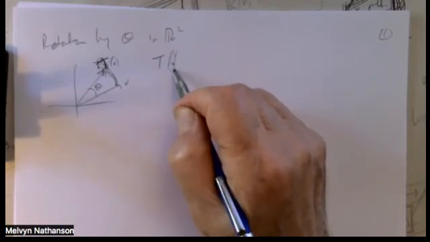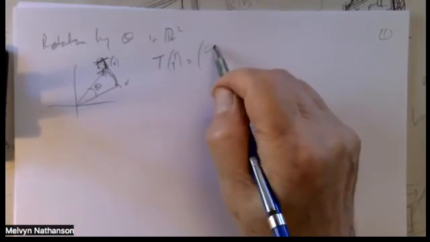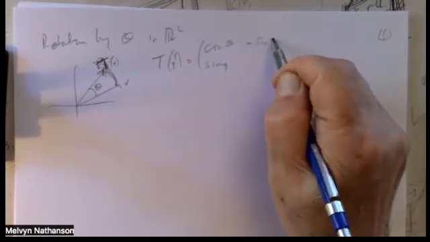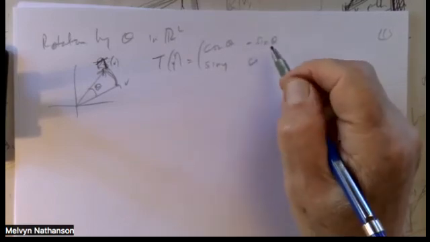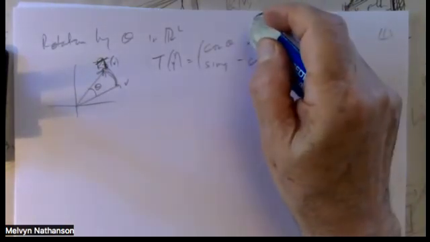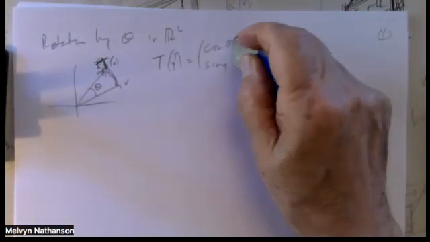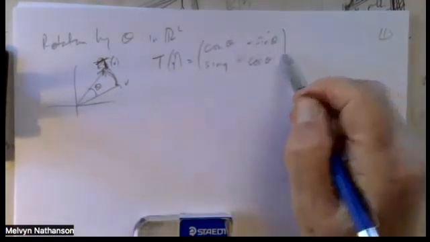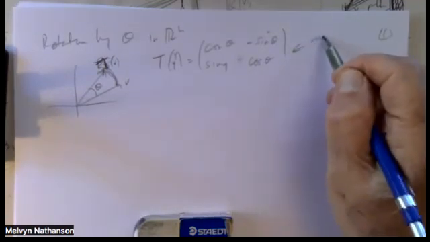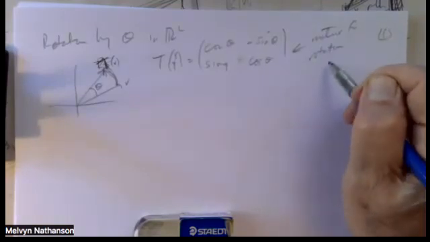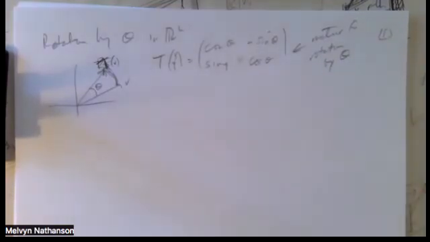T of (x, y) is given by the matrix with rows cosine theta, minus sine theta, and sine theta, cosine theta. So this is the matrix for a rotation.